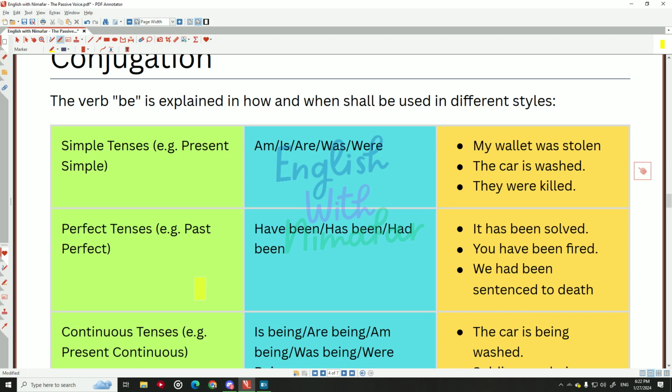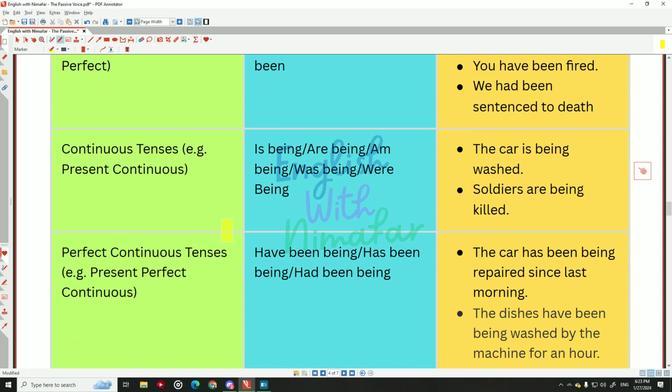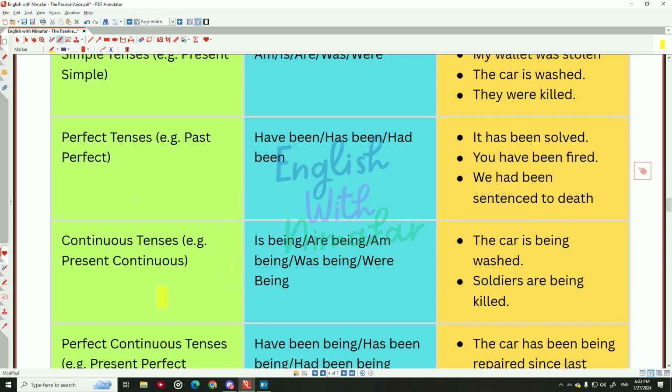We have perfect tenses like past perfect, present perfect, and so on. We use have been, has been, had been, or will have been for future perfect. It has been solved. You have been fired. We had been sentenced to death. Or the project will have been done by June. I didn't actually mention future because it was tailored for intermediate students, but I'm just telling you because we have some advanced students here.